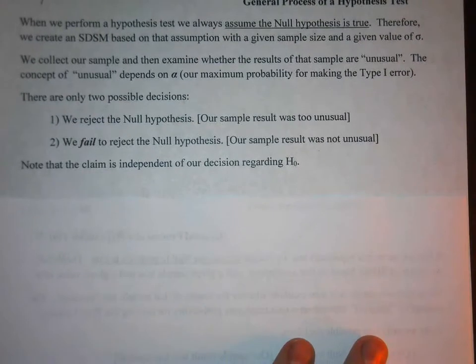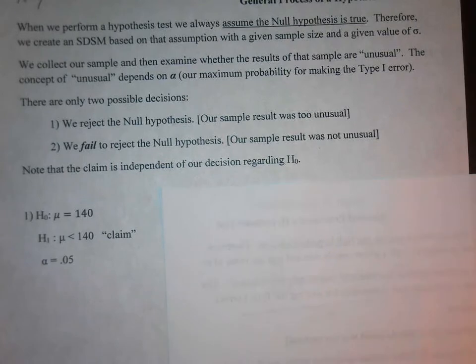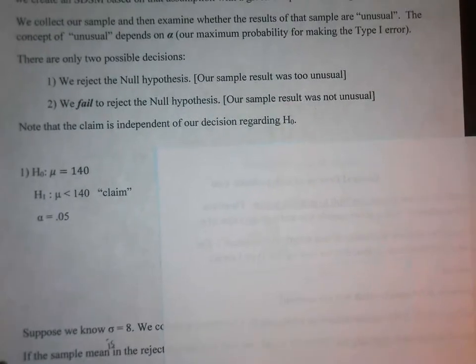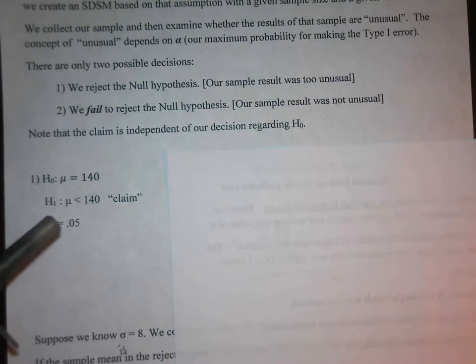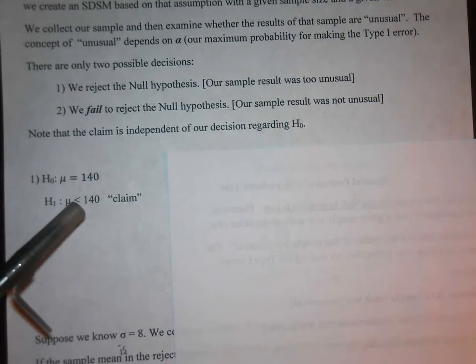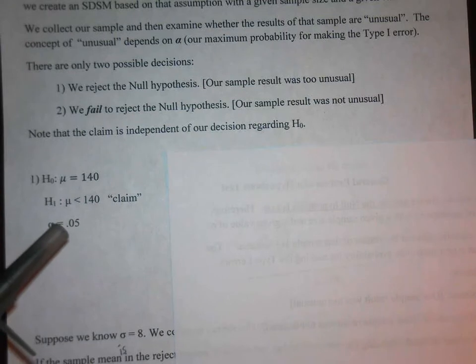Okay, so we set up our hypotheses, and then we're going to either reject the null or fail to reject the null. Okay, so let's suppose we have a question, we read through the question, and we set up a null hypothesis that mu equals 140, and the alternative that mu is less than 140. Okay, and in the question, you're able to identify that mu less than 140 is the claim. They tell you that you want to have an alpha value of 0.05 or a 5% level of significance, and we're going to test the claim.